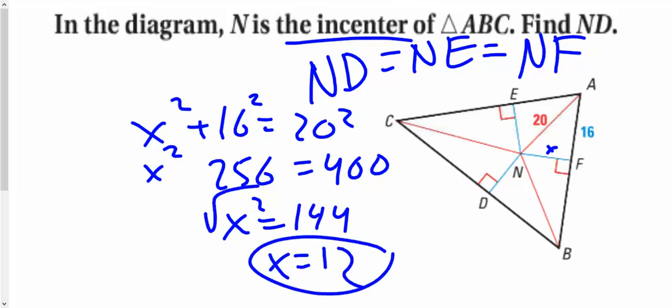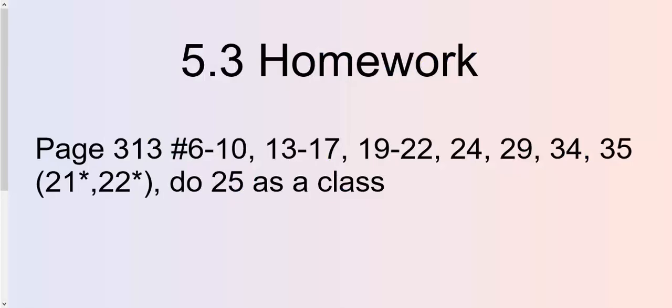So when I square root both sides, I get 12 for my answer. And so that would make x 12, which makes that 12. So my answer is 12. So you're going to see some Pythagorean theorem questions.